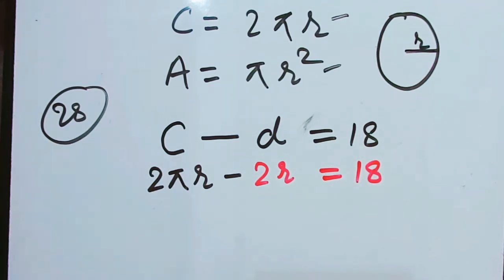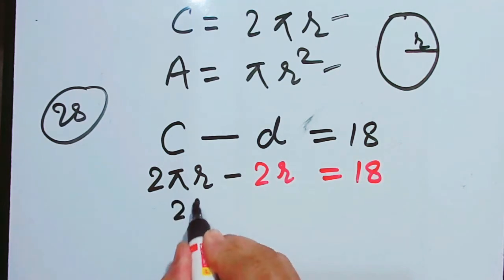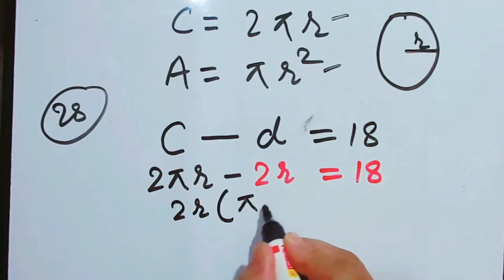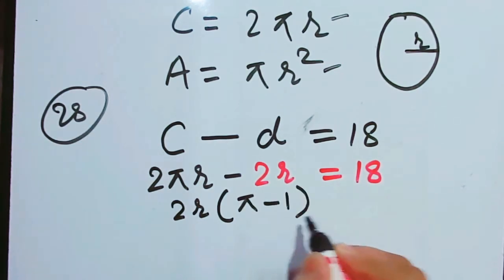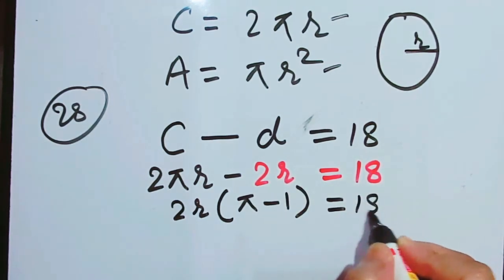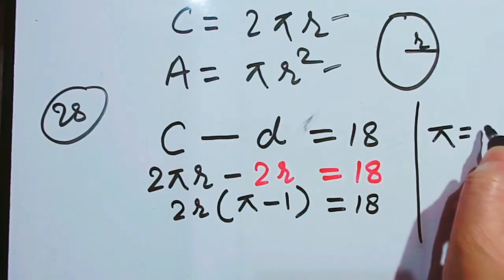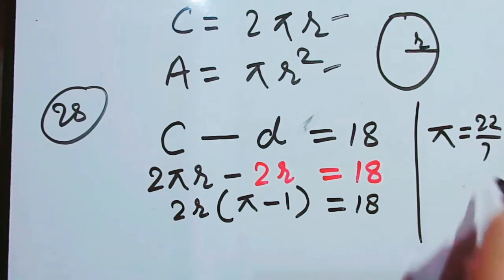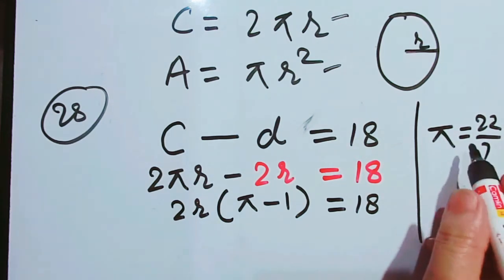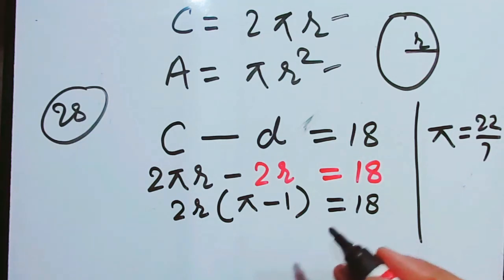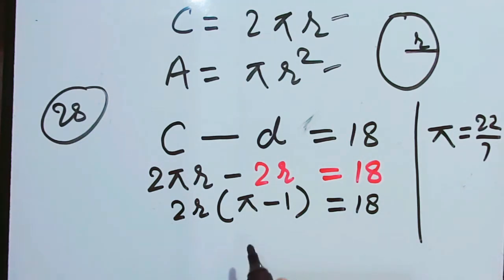How to solve this one? 2r will become common, and here you will get pi minus 1. 2r times (pi minus 1) is equal to 18. And what is the value of pi? The value of pi is taken as 22 by 7. Clear? So now let us solve this.